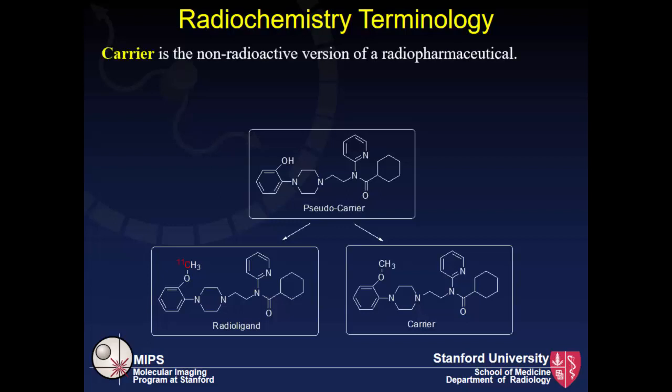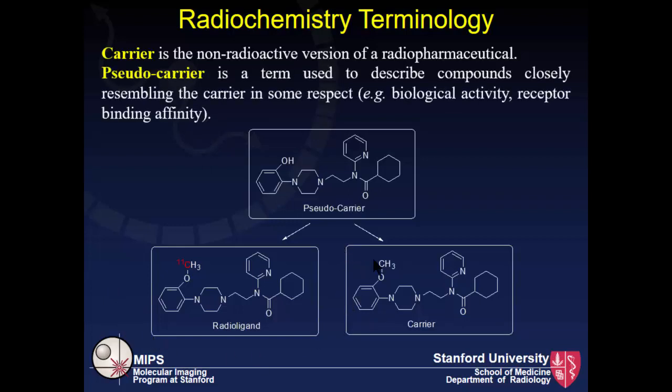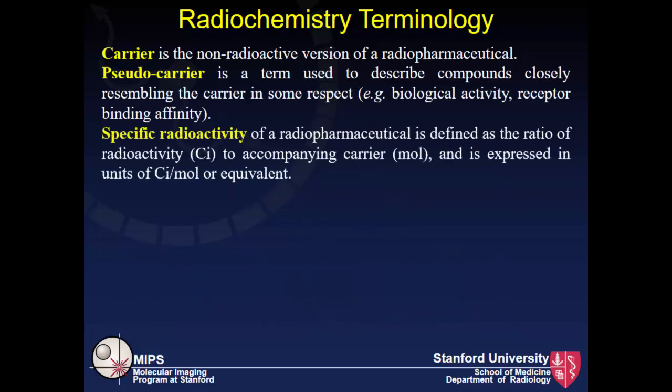In this case, we're looking at a carrier. A carrier is typically the non-radioactive version of the radiopharmaceutical. In this example, you have a C12 in this position of the carrier versus the carbon-11 radioactive version, which is called a radioligand. We also have another term called pseudocarrier, which resembles the rest of the scaffold of the carrier and the radioligand, but you see it's missing a methyl group. However, although it's missing a methyl group, it still retains some biological activity and binding affinity, so we have to consider this as a potential problem when designing new radiotracers if metabolic stability becomes an issue.